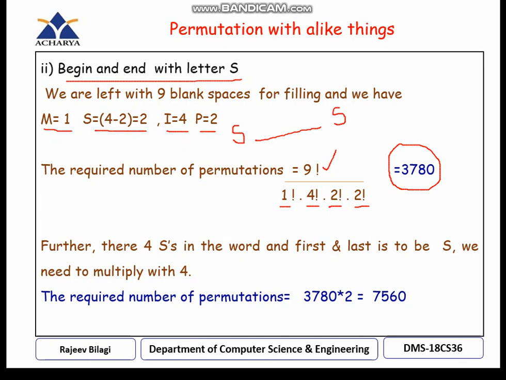But if you look, in the given word S is 4. That is 2 times I can take it out. So once for one set, and for the second pair of S, again you are going to get 3780. So hence I am going to multiply by 2 in order to get the total required number of permutations as 3780 into 2 is equal to 7560.